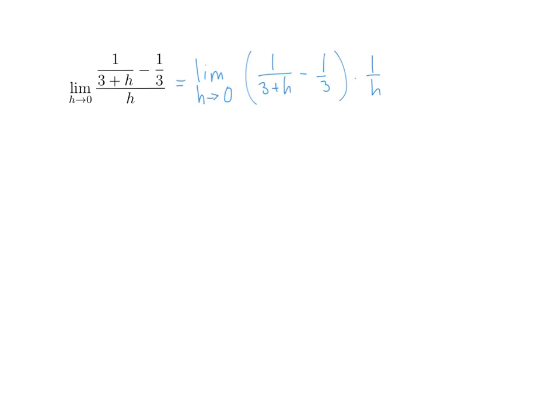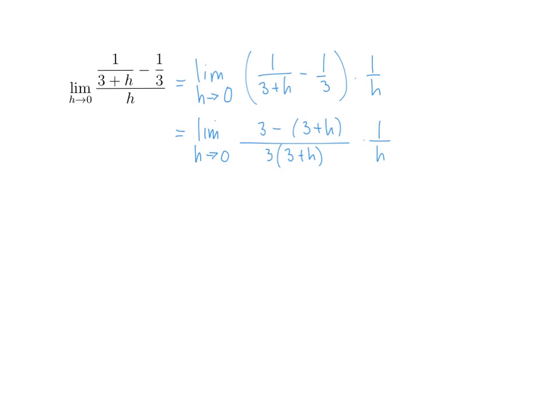Now let's take a look at the expression inside the parentheses. We have a difference of two fractions, so we need to find a common denominator in order to simplify this expression. Notice that the two denominators do not have a common factor. They both have a 3, but it's not a common multiplicative factor. So our common denominator is going to be the product of the two denominators, 3 and 3 plus h.